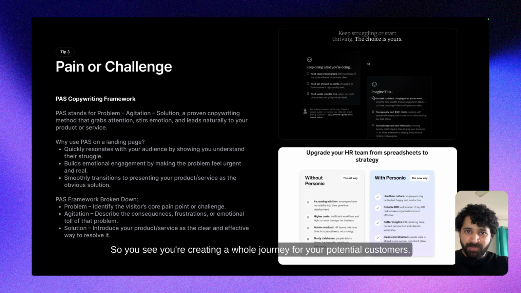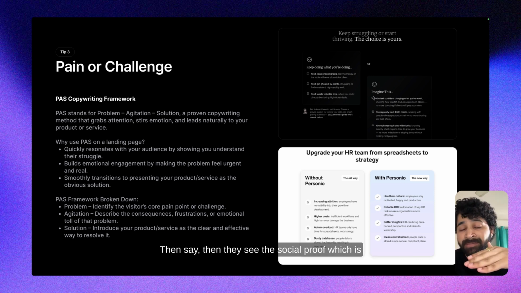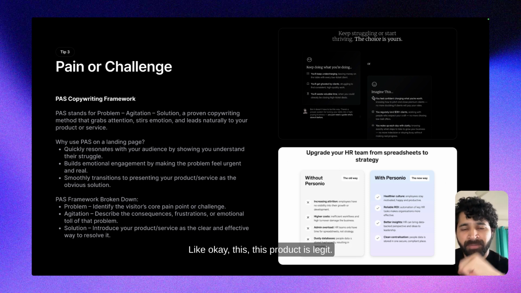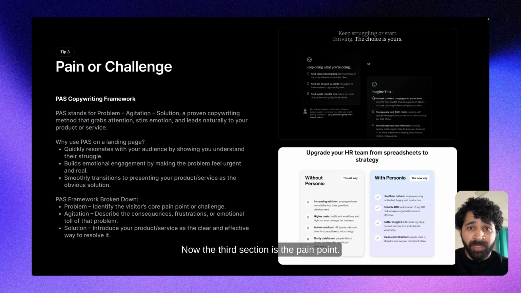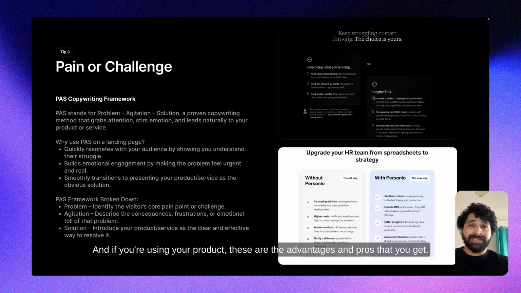All right, so you see, you're creating a whole journey for your potential customers. First, they see the hero, and they are able to relate with your product. Then they see the social proof, which builds trust within them, like, okay, this product is legit. Now the third section is the pain point, and you're literally showing them, this is your life without using our product, and if you're using our product, these are the advantages and pros that you get.